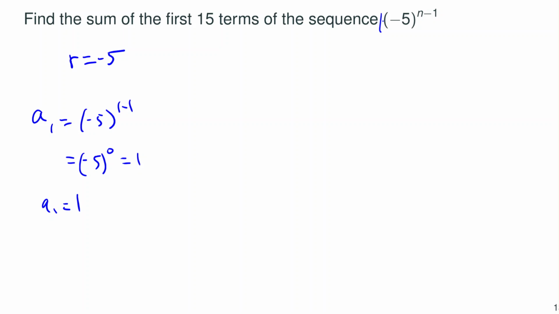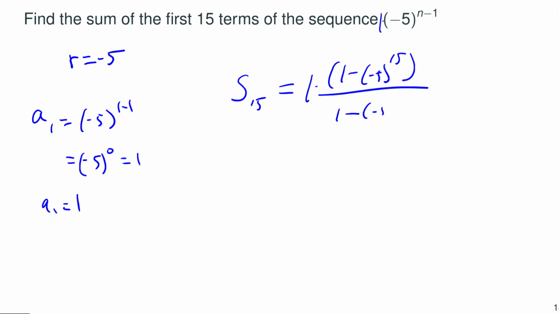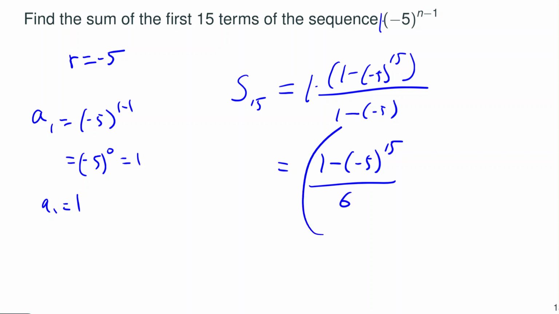So then we use the finite formula for a geometric sequence or geometric series, which is the first term 1 times 1 minus the common ratio, negative 5, to the n. Here we're adding 15 of them, so 1 minus negative 5 to the 15th power. We cannot make this positive because the exponent comes first, right? Over 6, which is 1 minus negative 5, so negative, negative 6. So this is the sum of the first 15 terms of this sequence.